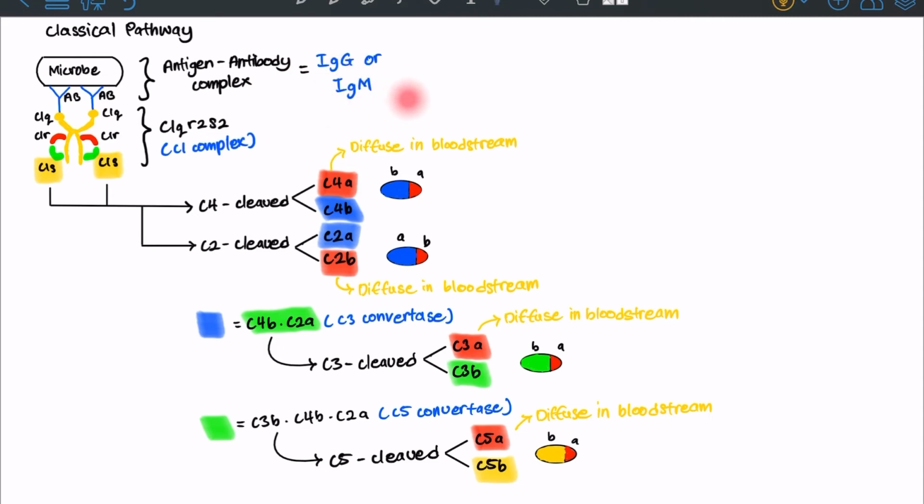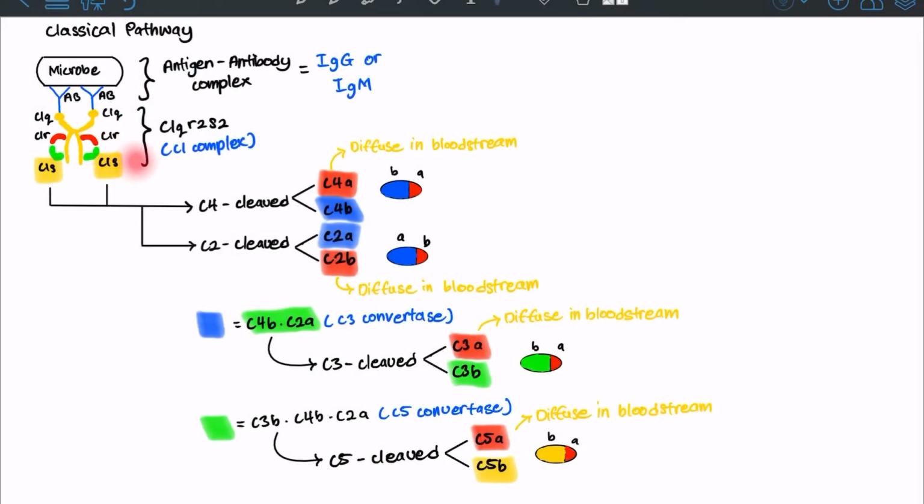After that, we will see the complement proteins start working. First and foremost, the C1 protein will come in the form of a complex called the C1 complex. It will bind to the antibody bound to the antigen. This C1 complex is called C1q-r2-s2. When the C1 complex binds with the antibody, it activates C1q, C1r, and C1s.